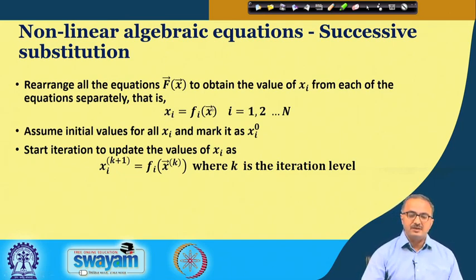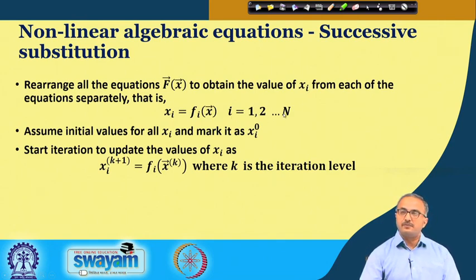Suppose I have some x_i, that means there could be n independent variables. For each of the variables, we rearrange the given equations in a certain manner, so that the n equations give rise to the n variables. Then we take some initial guess value x_i^0, and we update this value by putting it back into these equations.